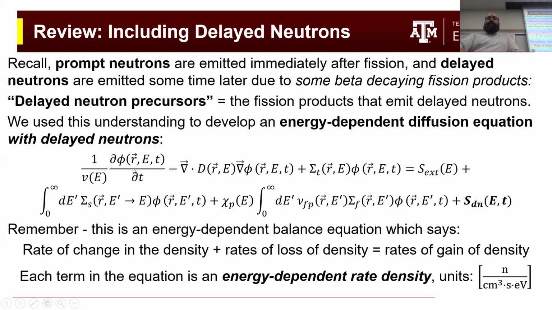It basically says the rate of change of my energy dependent neutron density equals all of the ways that my density could be removed, and that's equal to all the ways that my density could increase. So it's change rate, plus my loss rates, equals my gain rates. And each term in this equation is an energy dependent neutron density, so it has units of neutrons per unit volume, per unit time, and per unit energy.